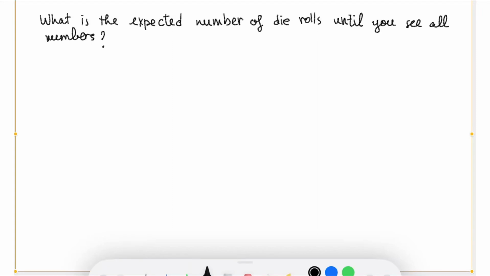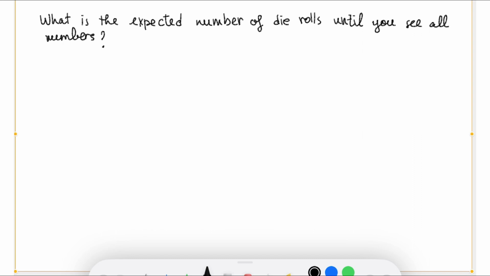Hello people, so today I want to explain to you how to solve the next probability question. What is the expected number of die rolls until you see all numbers? And the order in which you see these numbers doesn't matter.